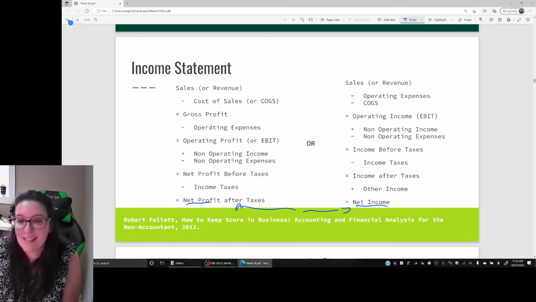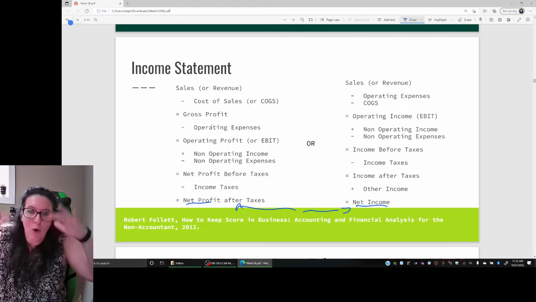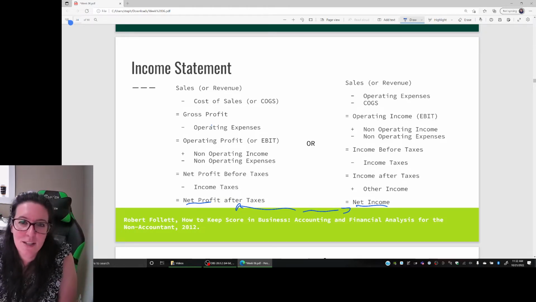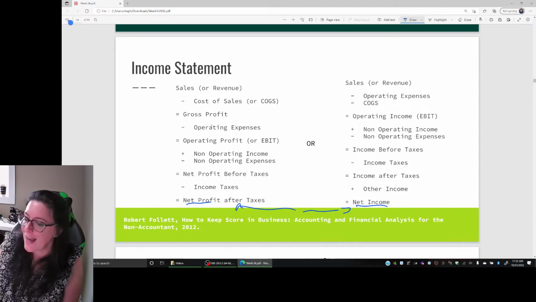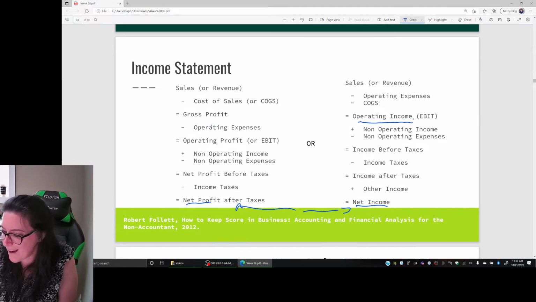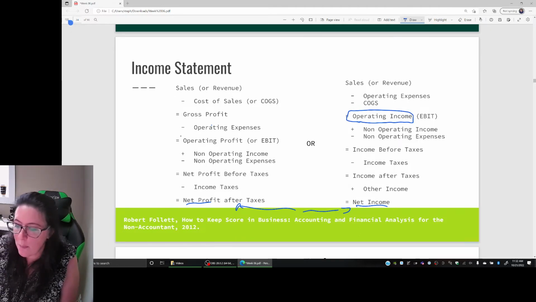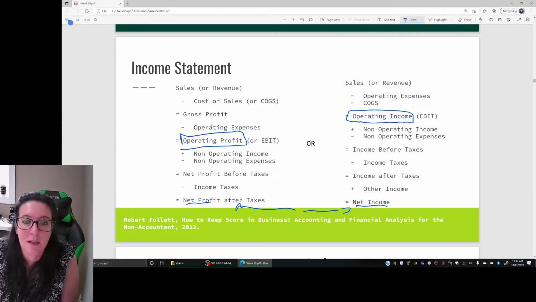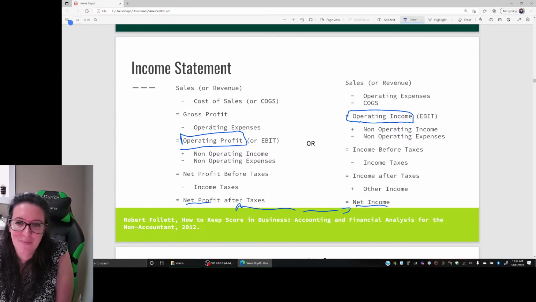So you might see sales or revenue minus operating expenses, that's the overhead, minus the cost of sales or cost of goods sold, and that gives you operating income. So operating income and operating profit are the same thing. They are also called earnings before interest and tax.